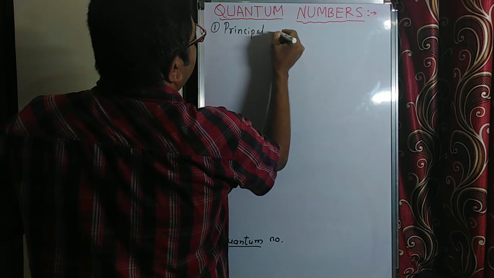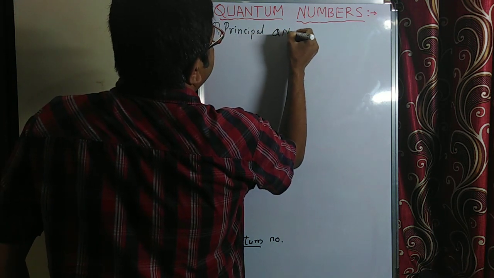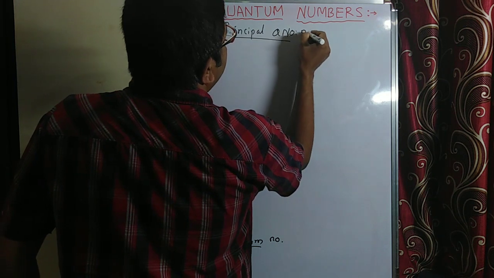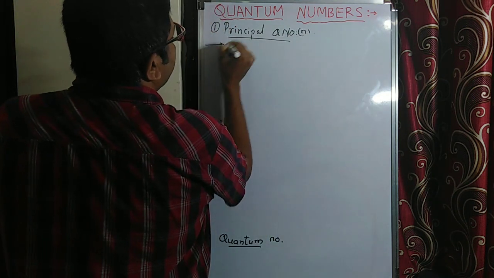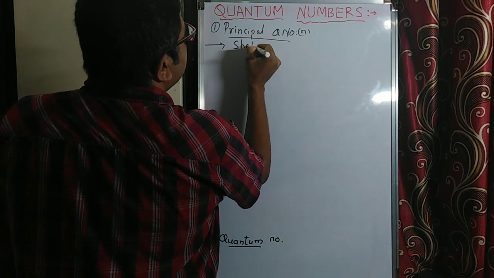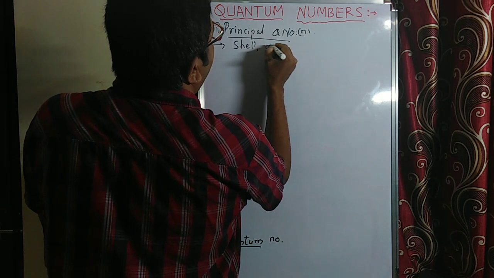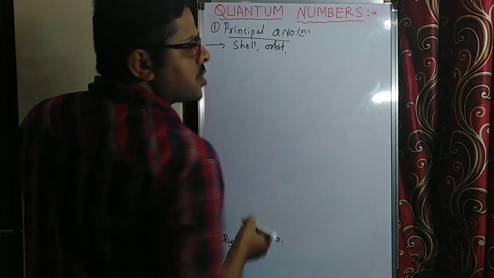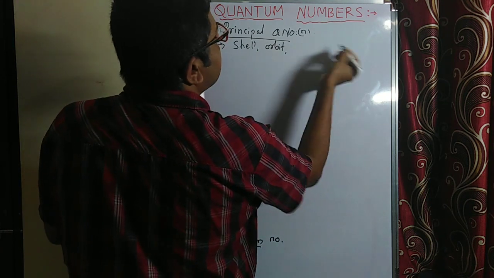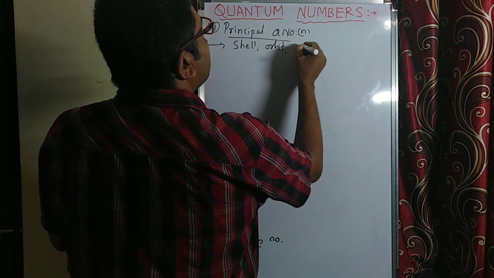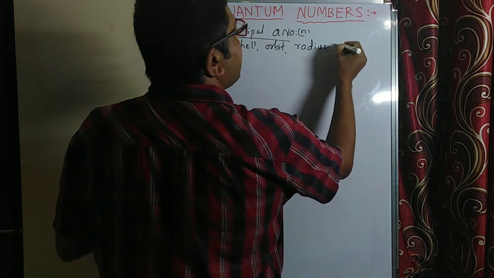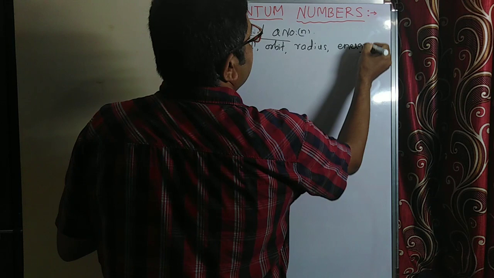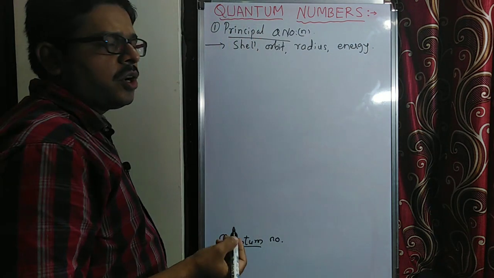The first one we will discuss is the principal quantum number. The principal quantum number is indicated as the n value. So remember some important points. This will indicate the shell, or the orbit to which the electron belongs, or the distance between the electron and the nucleus. You can say this will indicate the radius, the energy, all these things. That is by the principal quantum number.